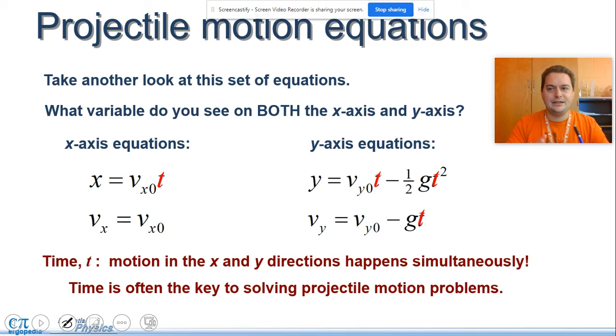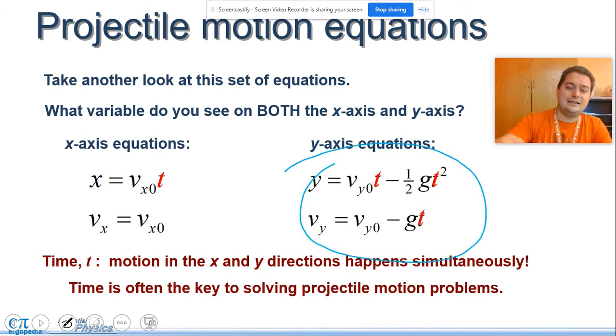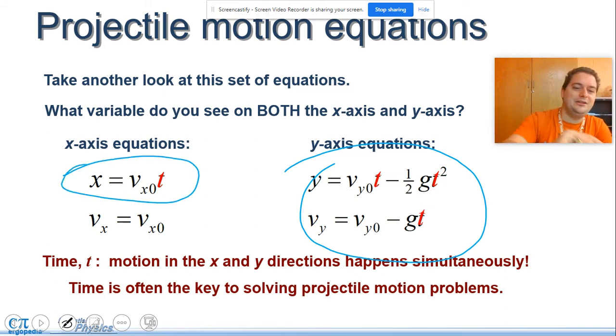So when we get into... sorry, I had a brain fart for a moment. It happens at the same time, and so therefore time is our connector between these two sets of equations. If you want to know how long something is in the air, you're going to be dealing with the y-axis. Knowing how long it's in the air is the key to finding the range. So if you want to know range, you first have to figure out how long it's in the air, which is the y-axis, which is why they're tied together.